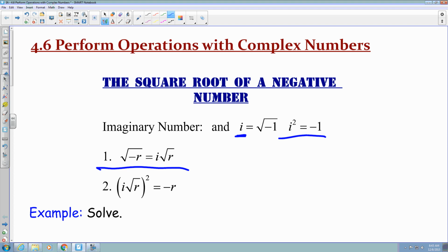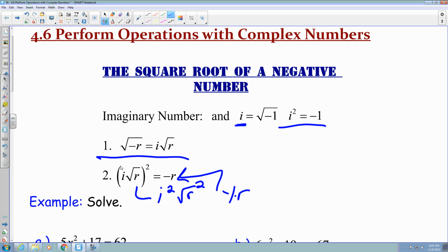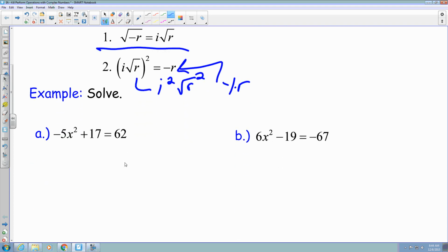If you look at the second portion right there, you have i times the square root of r, and the whole thing is squared. Essentially what you're going to have here is i squared times the square root of r squared. Well, i squared gives us the -1, and the square root of r squared gives us r, which gives us the value of -r. So we're going to solve some problems that are going to give us imaginary numbers.